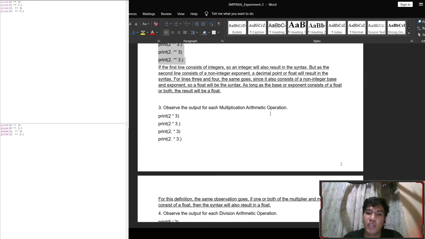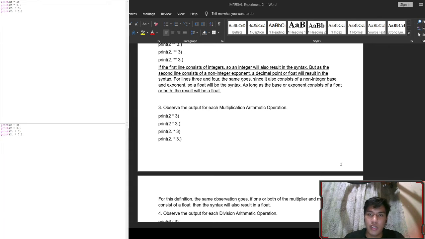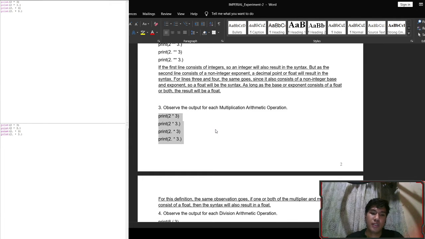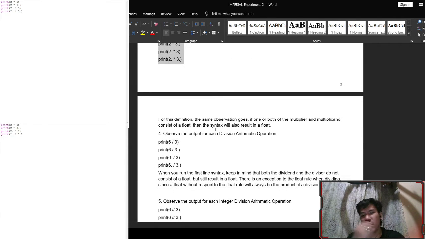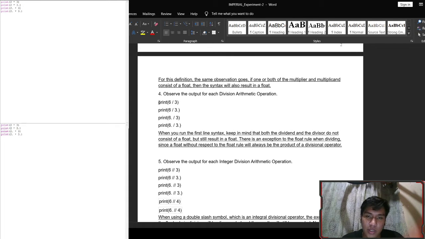So, observe the output of the multiplication arithmetic operation. Let's try multiplication. With this code, let's delete this, then this, and F5. Okay, we got a 6 for the first line, the second line 6.0, and the same goes for the others. And for this one, the same goes as the first observation. They are all floats except the first line, which is an integer; the second line and so on are floats. Then let's start the division operation.